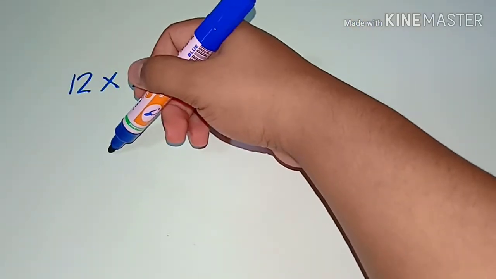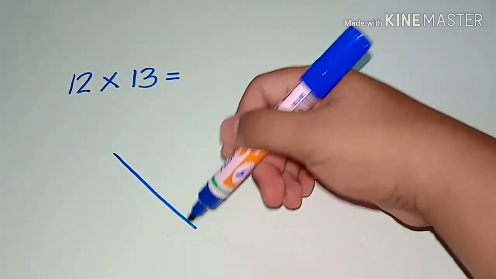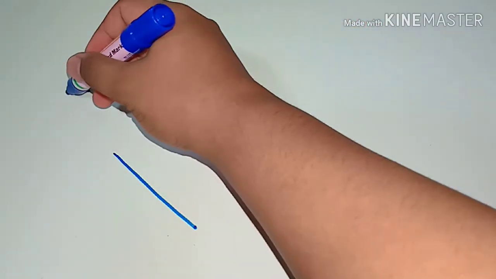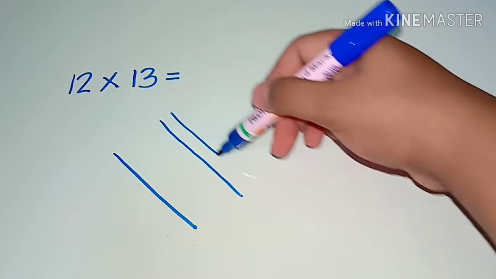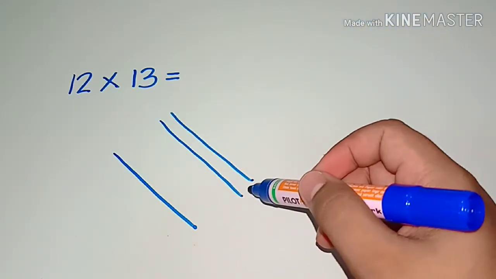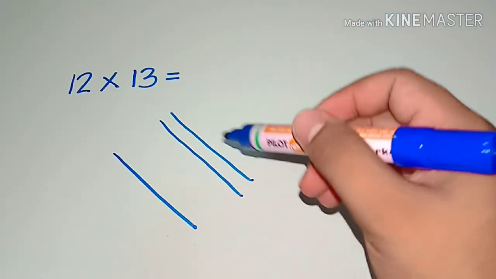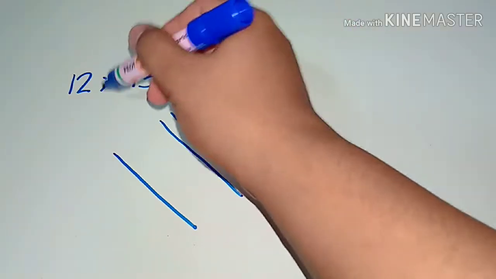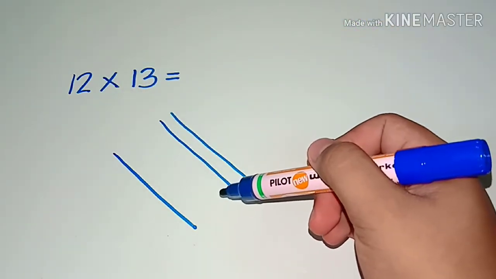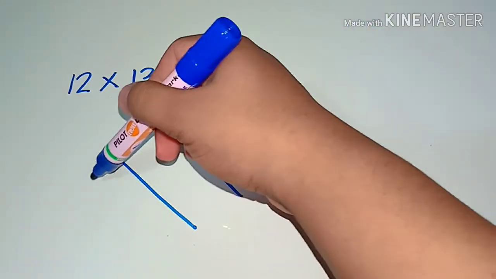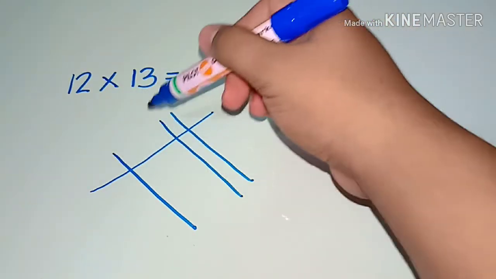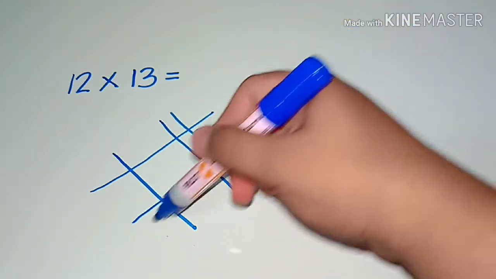So for 12, 1 stands for this one, and then 2 lines. So this will be the ones place and the tens place. So 12 times 13. This time we will do the opposite diagonal for this line. So 13, 1, and then 3.